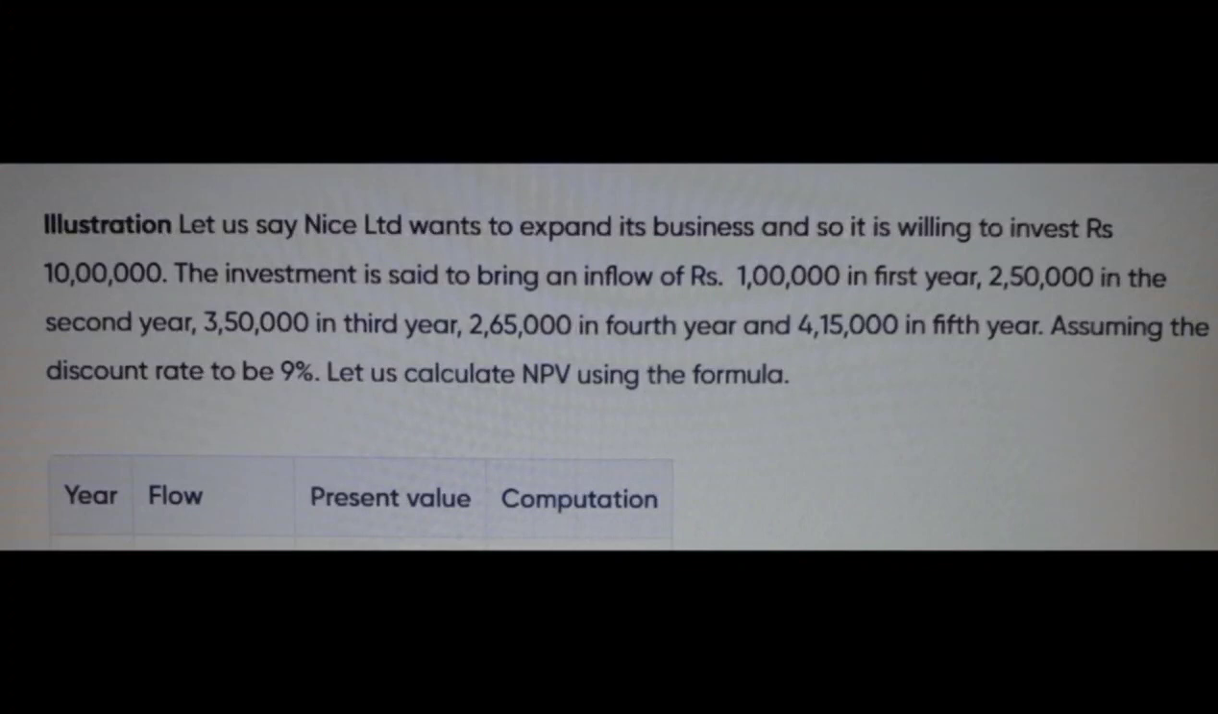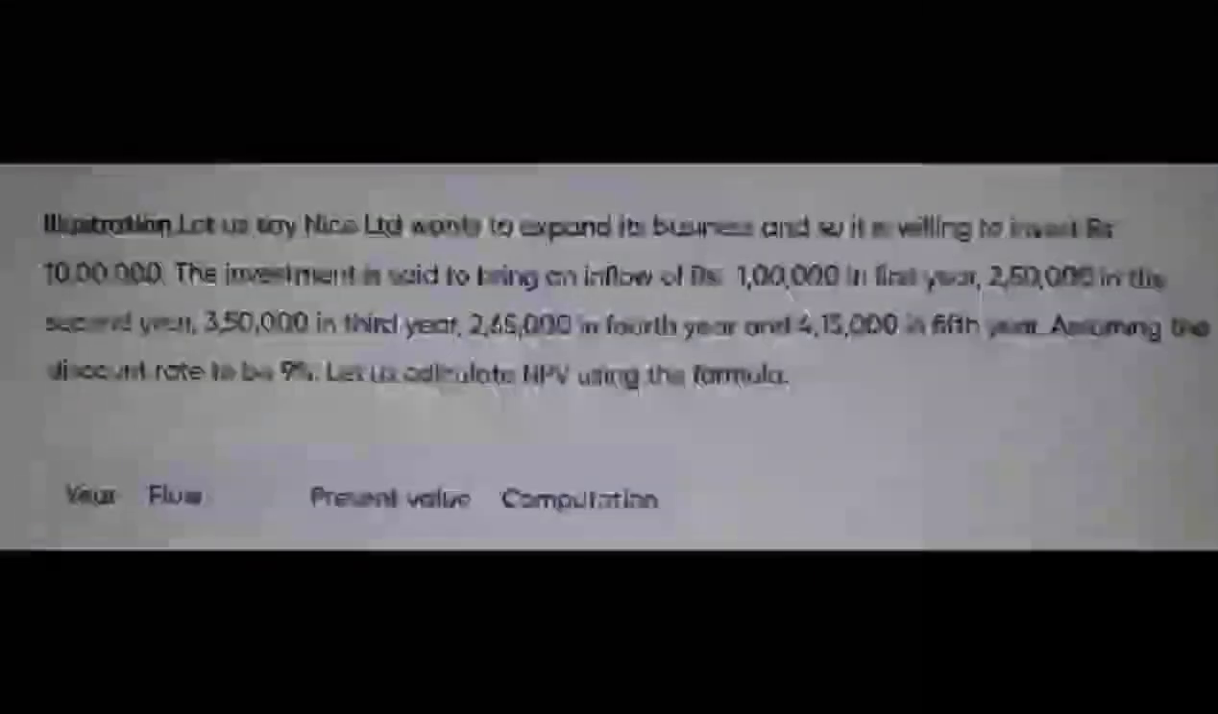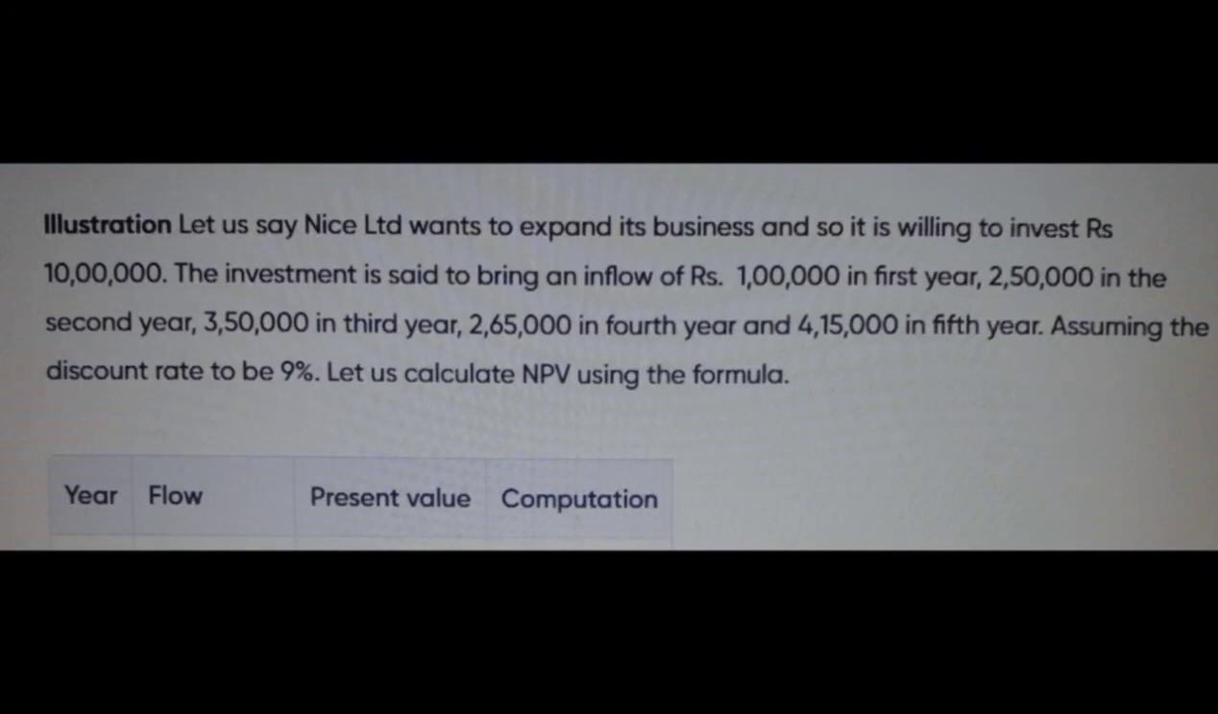Let us say NICE Ltd wants to expand its business, and so it is willing to invest 1 million. The investment is said to bring an inflow of 100,000 in the first year, 250,000 in the second year, 350,000 in the third year, 265,000 in the fourth year, and 450,000 in the fifth year. Assuming the discount rate to be 9%, let us calculate NPV using the formula.